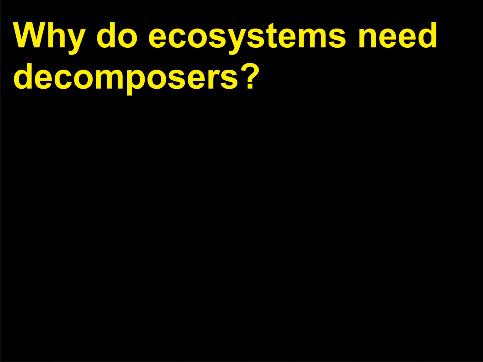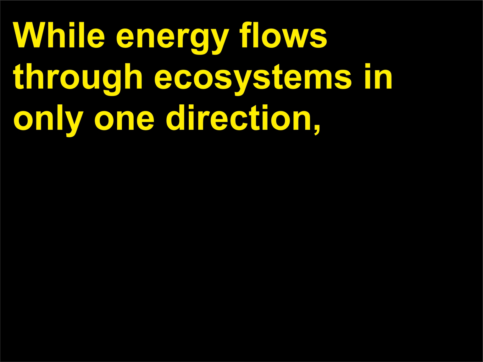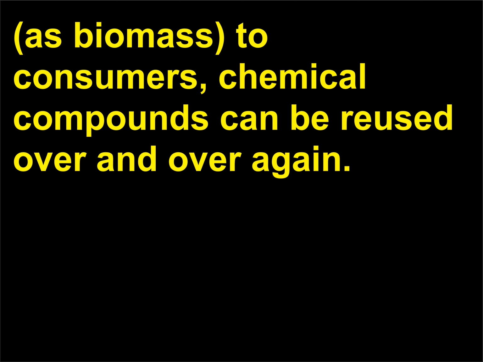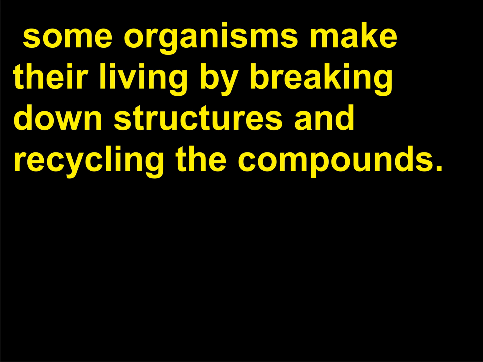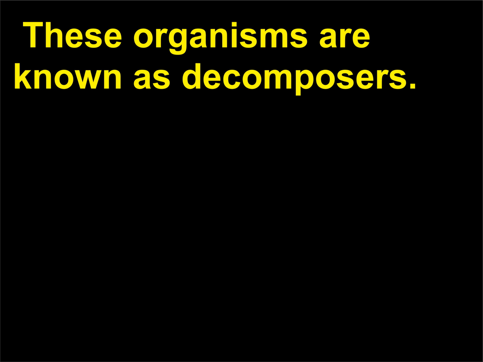Why do ecosystems need decomposers? While energy flows through ecosystems in only one direction, entering at the producer level and exiting as heat and the transfer of energy as biomass to consumers, chemical compounds can be reused over and over again. In a well-functioning ecosystem, some organisms make their living by breaking down structures and recycling the compounds. These organisms are known as decomposers.